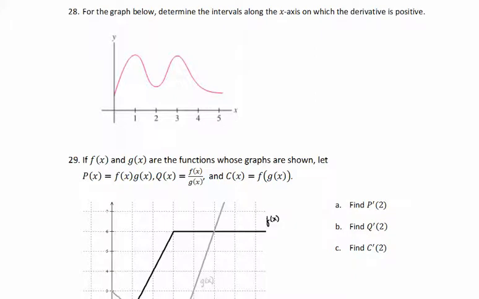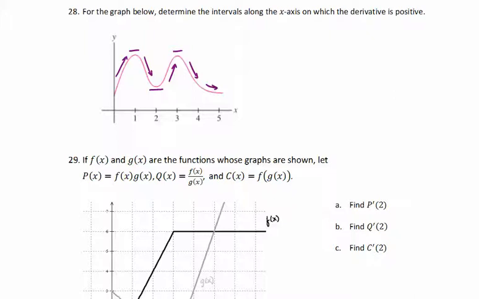Alright, in problem 28, for the graph below, we want to determine the intervals along the x-axis on which the derivative is positive. Well, remember, the derivative is just the slope of the tangent line. So if you notice, anywhere along here the slopes are positive, along here the slopes are negative. Obviously the slopes are 0 at these points. Here positive, here negative, and still negative over there.